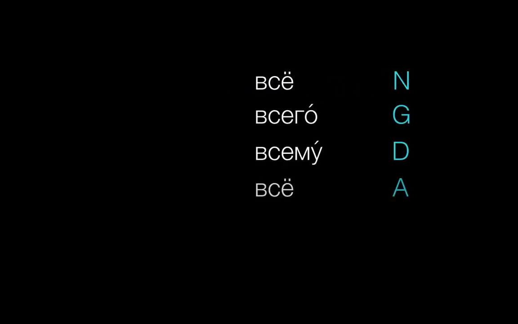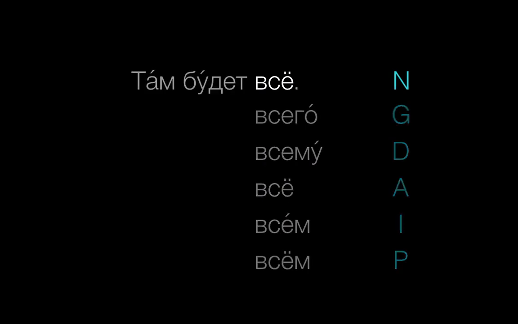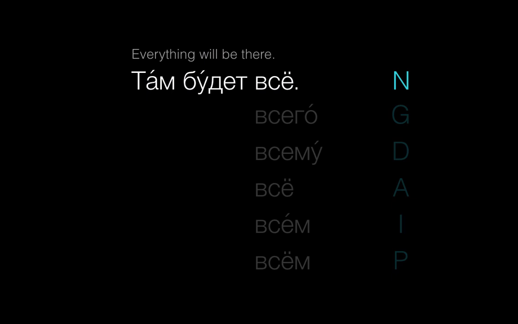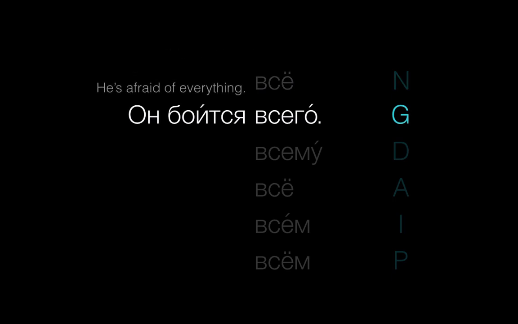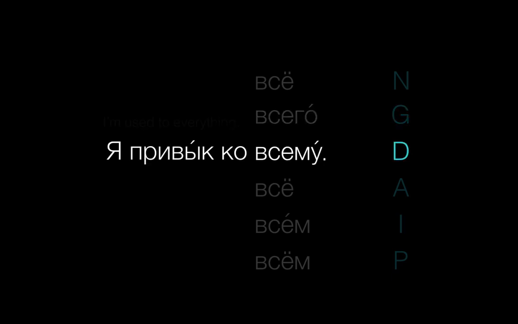Like most modifiers in Russian, it does change for case, so we'll want to be sure to use the correct case form of всё, and that will depend on its function in the sentence. Там будет всё. Всё is the basic nominative form for the subject of the sentence. Он боится всего. Бояться generally takes the genitive complement, so we use the genitive всего. Я привык ко всему. К governs the dative case, so we have всему.